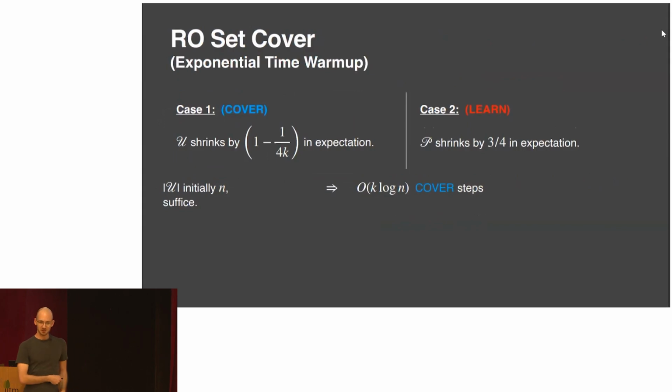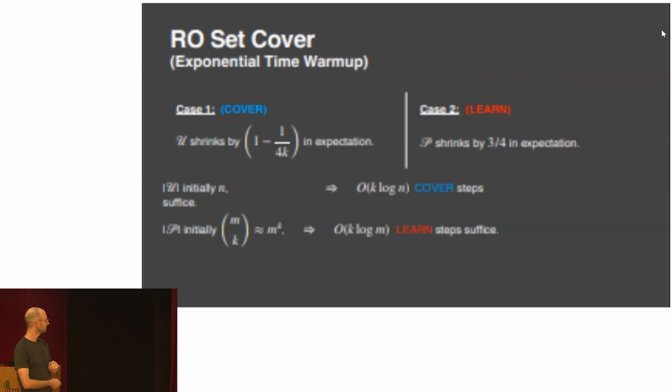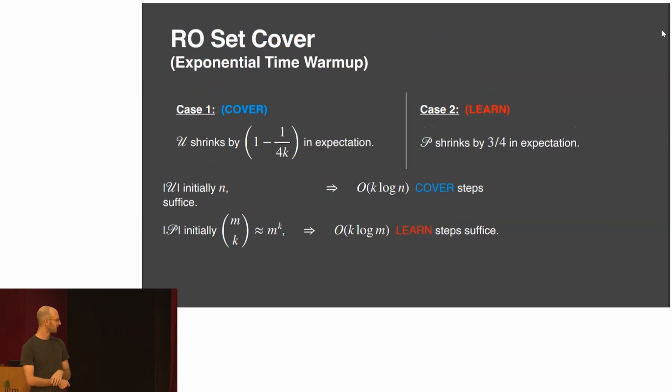The size of U is initially n. These are the elements I need to cover. So how many times can n shrink by 1 minus 1 over 4k? K log n. Remember, k was my guess for opt. P is initially m choose k, which is something like m to the k. It's all k-tuples of sets, and there are m sets. How many times can m to the k shrink by 3/4 before I'm empty? K log m.